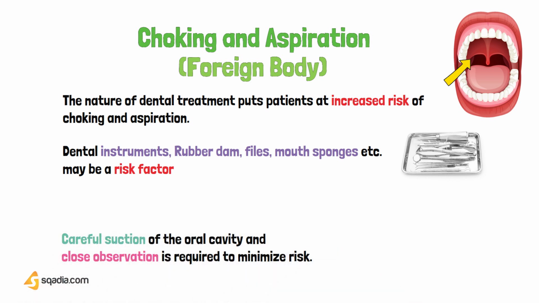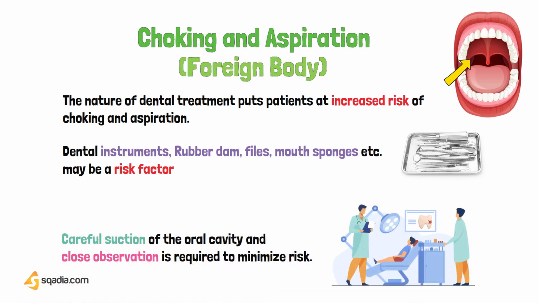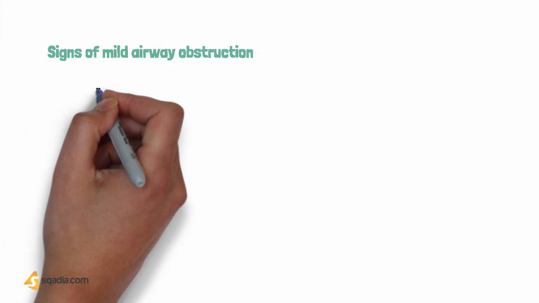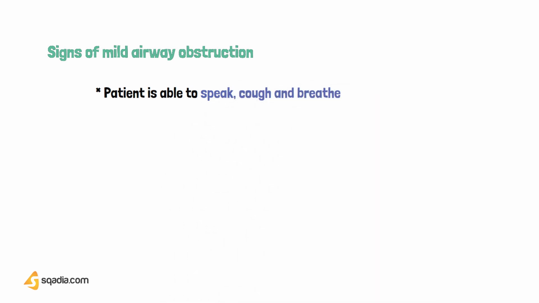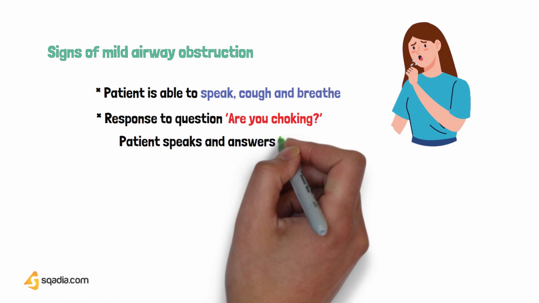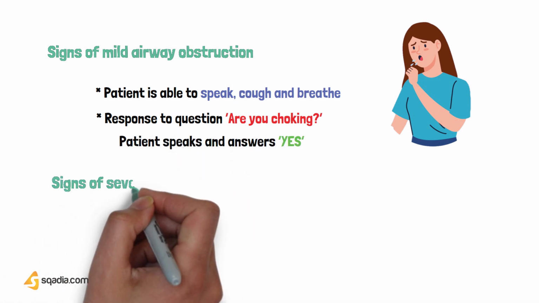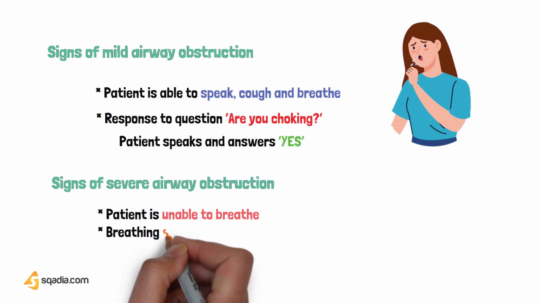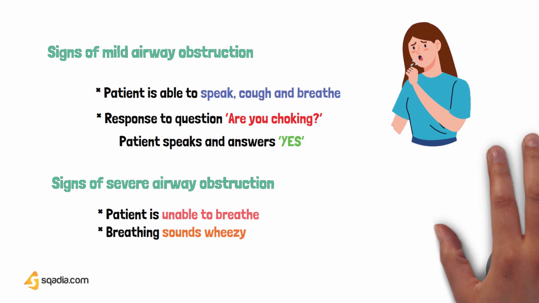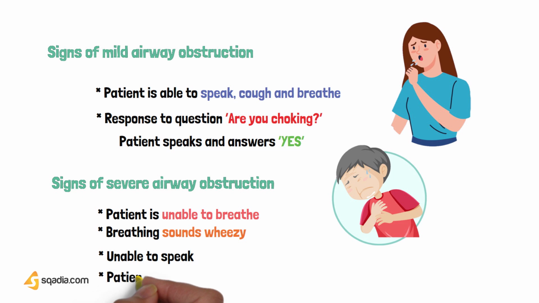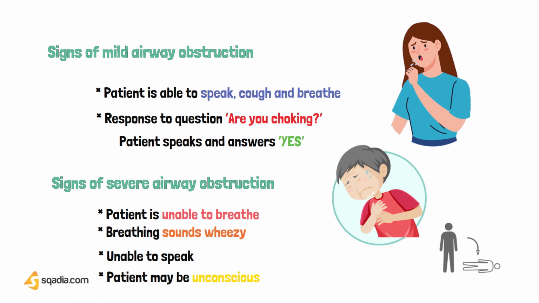Now, if there is a mild airway obstruction, the patient is going to be able to speak, cough, and breathe. The patient should also be able to respond to the question, "Are you choking?" to which the patient must nod or reply yes. But in case there is a severe airway obstruction, the patient will be unable to breathe and the breathing will sound wheezy. There will be inability to speak and the patient may eventually become unconscious. Now it is very important that we deal with this immediately.